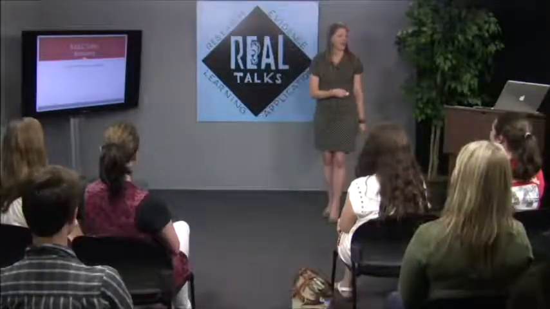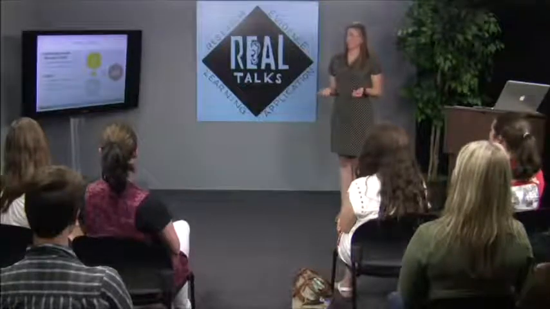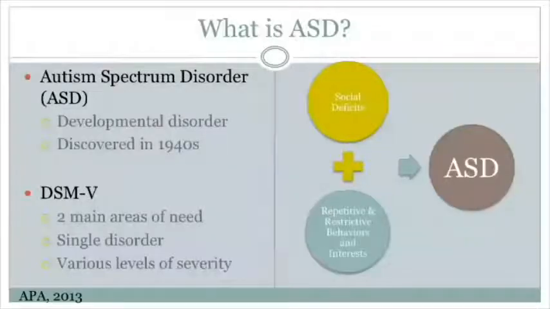Okay, so as you may know, autism spectrum disorder is a developmental disorder, and it was discovered in the 1940s, actually simultaneously by 2 different researchers on 2 different continents. And so we started learning about it a long time ago, but it's only recently that we've really gotten a lot more evidence around autism spectrum disorder.